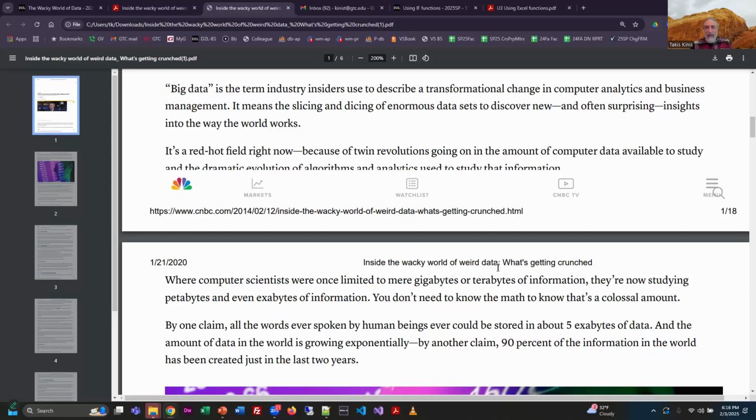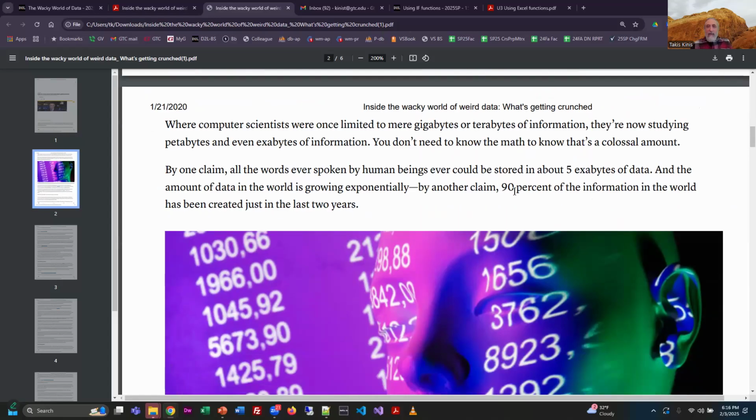And they kind of nail that here, right? 90% of the information in the world has been created in just the last 2 years. And this was in 2020. So since that time, yeah, start doing the math on it. It's like, whoa, mind blown, right? I mean, this is pretty intense, right?